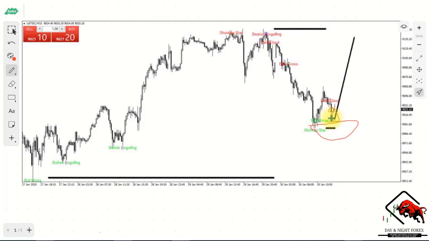So the system also shows us the morning star at the first leg over here. So remember, the morning star shows the bullish market as well. So here we actually have triple confirmations.